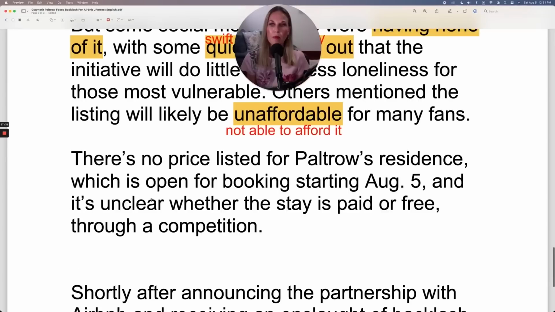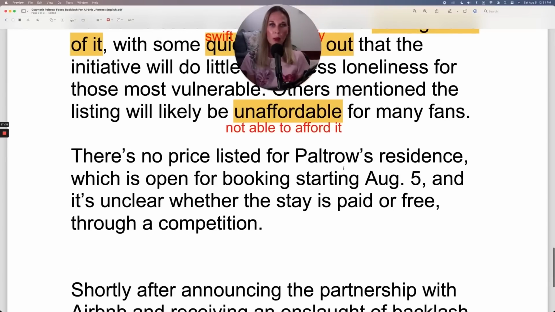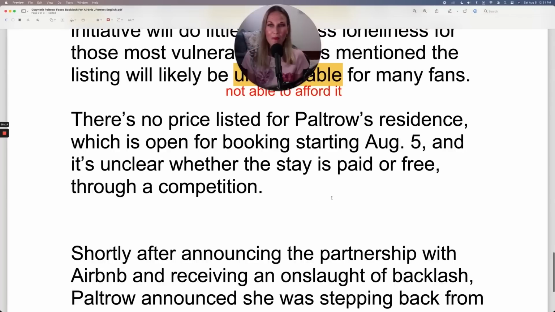Those two reasons. There's no price listed for Paltrow's residence, which is open for booking starting August 5th. Okay, so on August 5th, you can go on Airbnb and see how much this is. And it's unclear whether the stay is paid or free through a competition. Oh, okay, so not just free, it's free through a competition. So maybe the competition could be that guests have to submit a video explaining why they want to meet Gwyneth Paltrow, and the best video wins, and the prize is they get to stay. That's an interesting idea. What do you think about that?